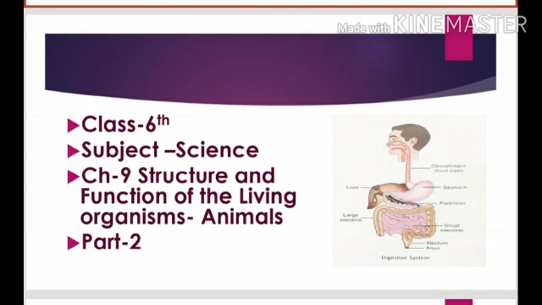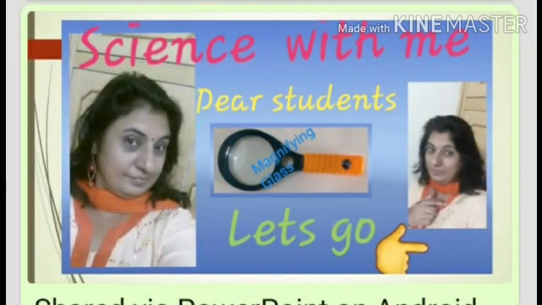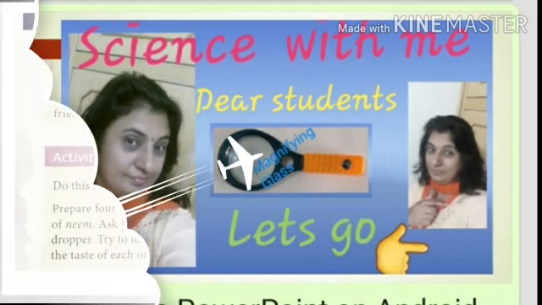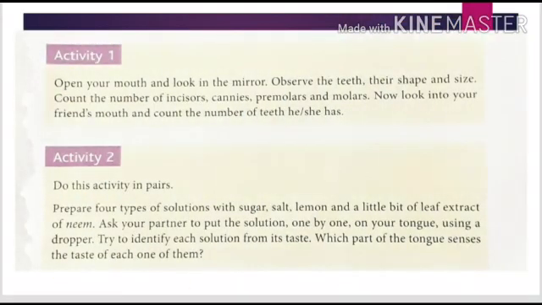As we have already discussed, the first part of the digestive system, that is mouth or oral cavity, has three main parts: teeth, tongue, and salivary glands. Today we are going to discuss the remaining parts of the digestive system. Are you ready to learn science with me? Let's go. First of all, two activities are given at page number 143.